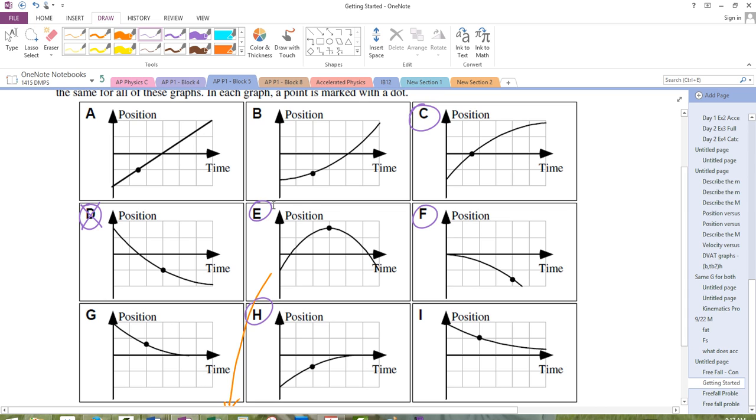All right. Cool. Okay, you can pull your notes out. We're going to do some free fall stuff today. I got some problems. No problem.